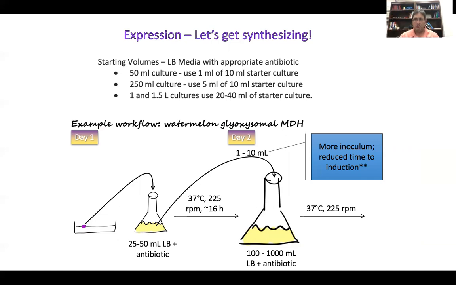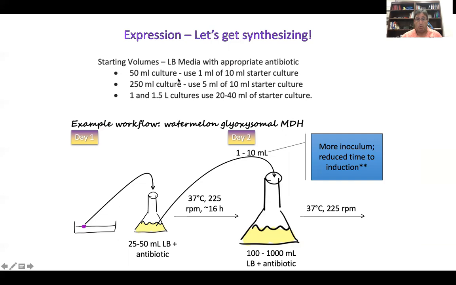The more cells you have, or the bigger culture you're inoculating, the more you need to start with. Starting volumes are about 50 mils. If you're going to end up culturing 50 mils, use about 1 mil of a 10 mil culture. If you're doing 250 mils, 5 mils of a 10 mil culture will work. Doing 1 or 1.5 or even 2 liter cultures, 20 to 40 or even 50 mils of a starter culture is a good start.